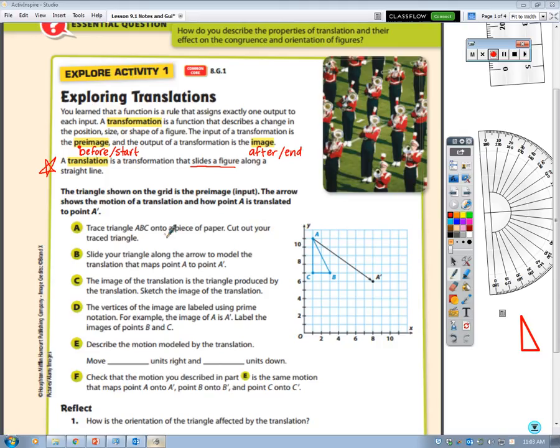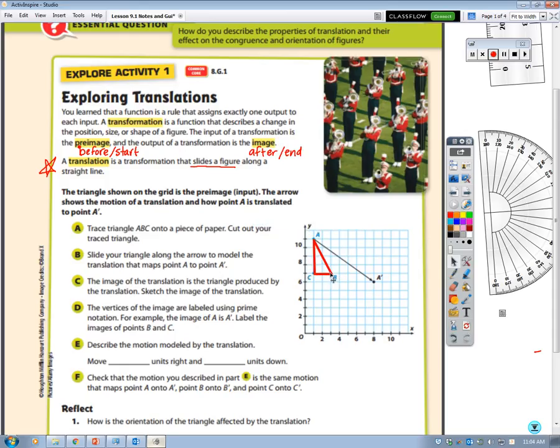So we're going to trace triangle ABC onto a piece of paper and cut out the traced triangle. I've got a little triangle over here that I have drawn with some of my tools, and we're going to pretend that it's a piece of paper. So I've traced my triangle ABC, and I've put it on top of my pre-image. Now I'm going to slide my triangle along the arrow to model the translation that maps point A to A prime. So I'm going to take my triangle here and slide it along my line, translating it from A to A prime. So this is where it ends.